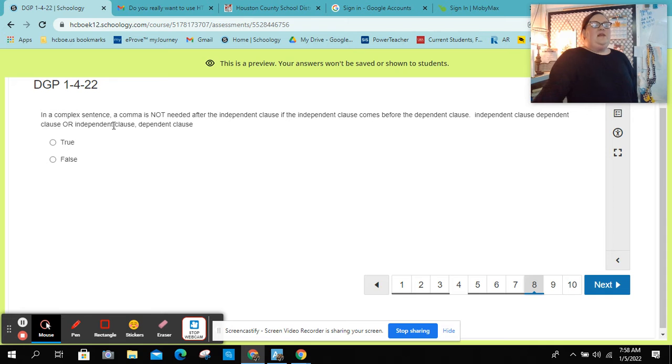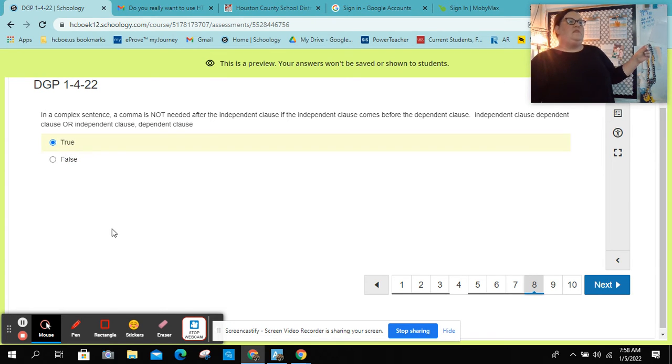In a complex sentence, a comma is not needed after the independent clause if the independent clause comes before the dependent clause. All right, so is it independent clause, dependent clause, or is it independent clause, comma, dependent clause? How do you write this correctly? Do you need a comma after the independent clause if it comes first? No. You need a comma after a dependent clause if it comes first.